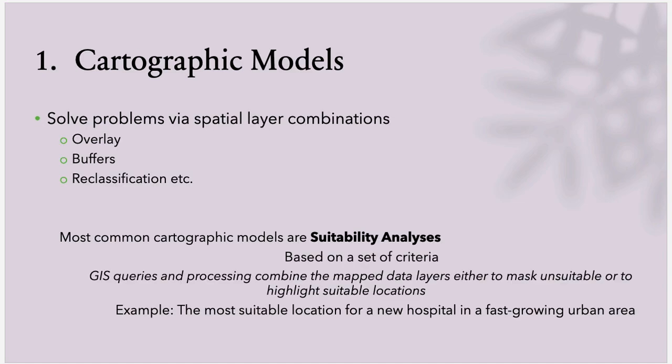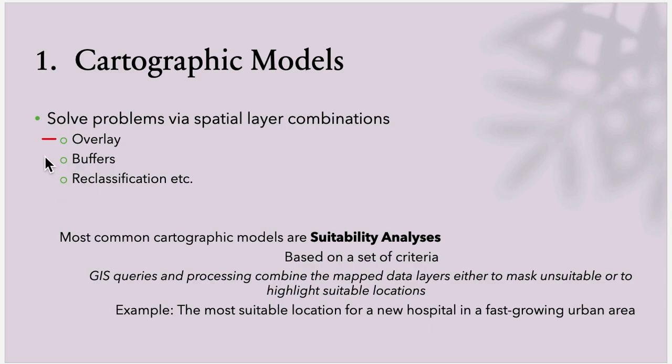So for the first one, cartographic models solve problems via spatial layer combinations. When we are combining spatial layers, we are using GIS operation tools. These operation tools are overlay, and especially in ArcGIS Online, the overlay layers tool combines two layers into a single layer using one of two methods, which are intersect and union.